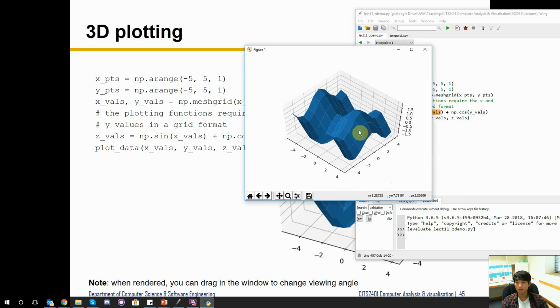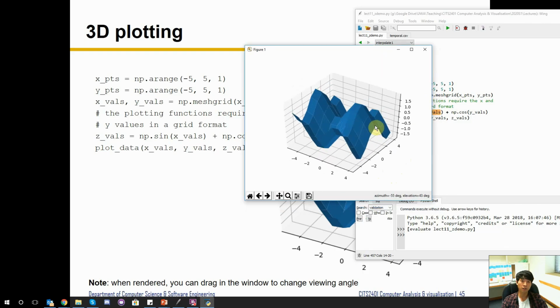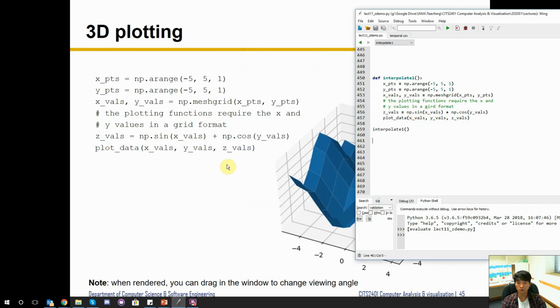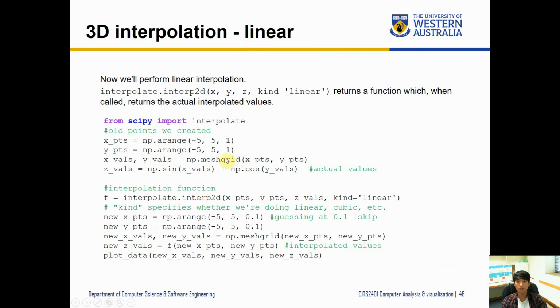Okay, so make sure you find the best angle for you. Anyway, this is going to be our original data we'll be using. We are given these data points to work with and we're trying to do some interpolation to make our surface look nicer. That is our goal. Now let's have a look at linear interpolation in 3D space.